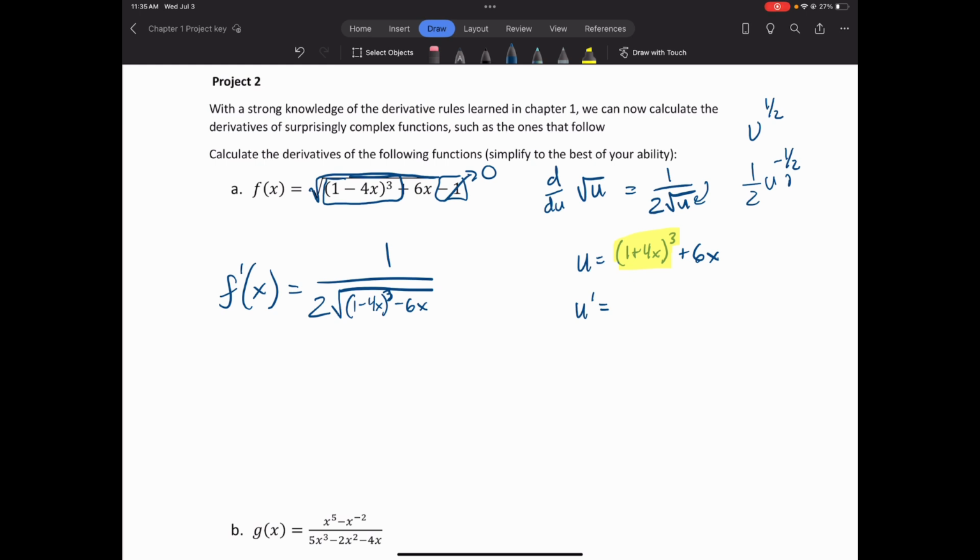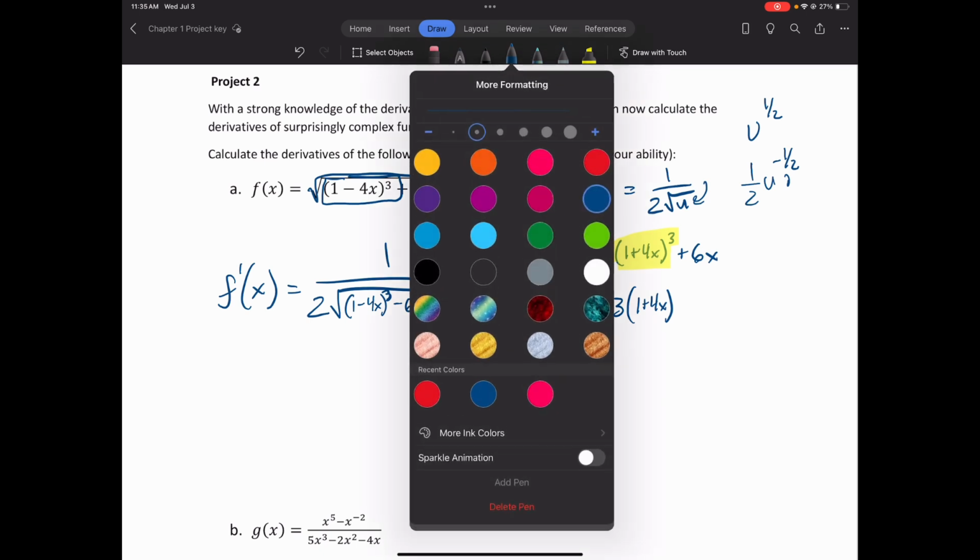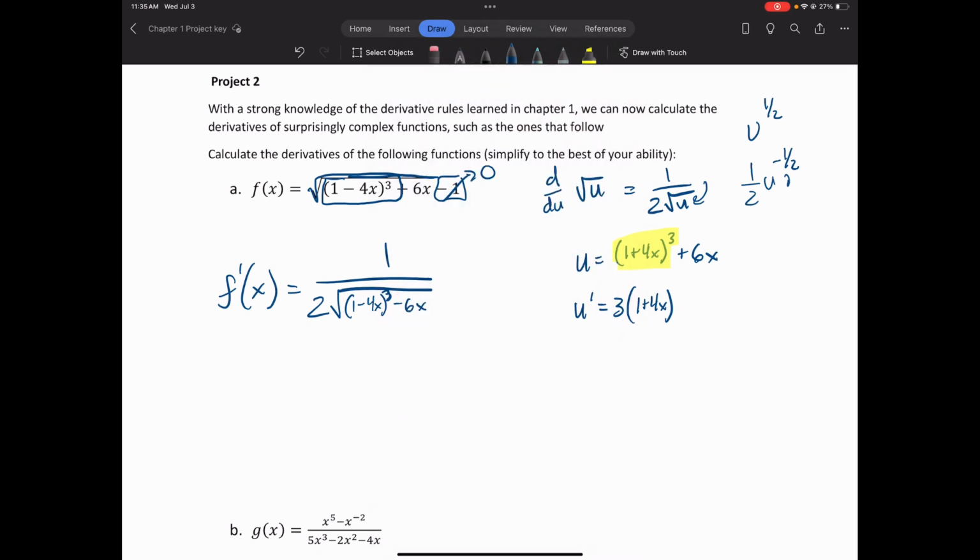So when I use the chain rule here, I'm going to bring the 3 down. 3 times, keep the inside the same. Oh, I'm so sorry. This is a minus 4x. Minus 4x cubed. So 1 minus 4x. Here, let me actually go ahead and just rewrite that.